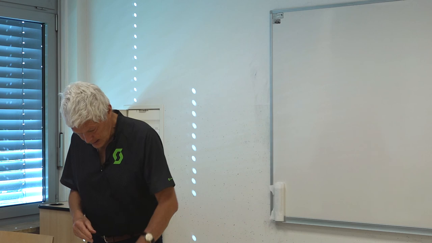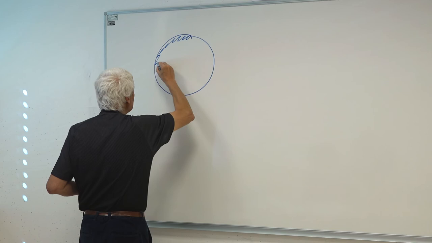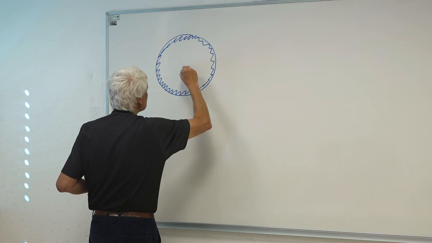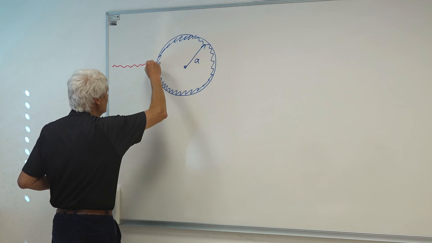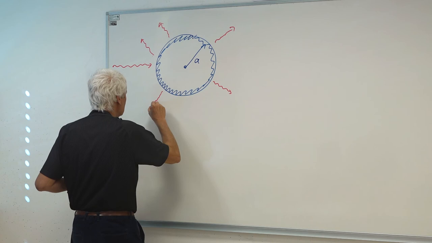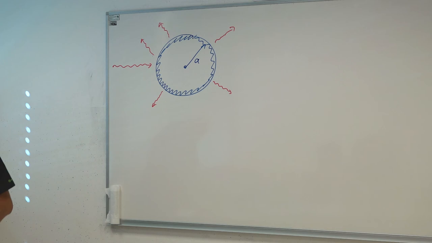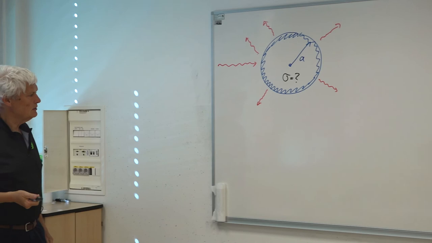What we already did, we examined a sphere, a sphere with a certain radius A. We had a wave coming to this sphere, and we examined scattering from this sphere. In particular, we were interested in the radar cross section of this sphere. What is the magnitude and phase of the reflection of a metal sphere?